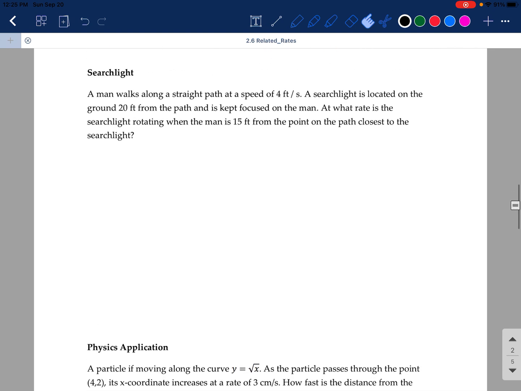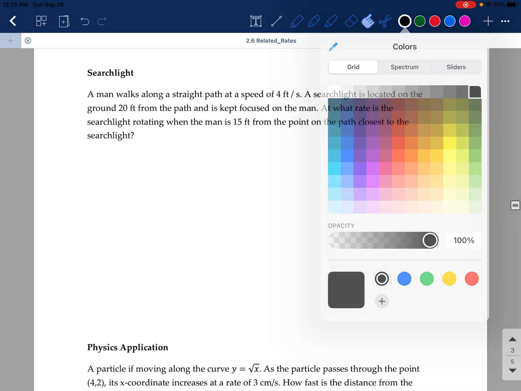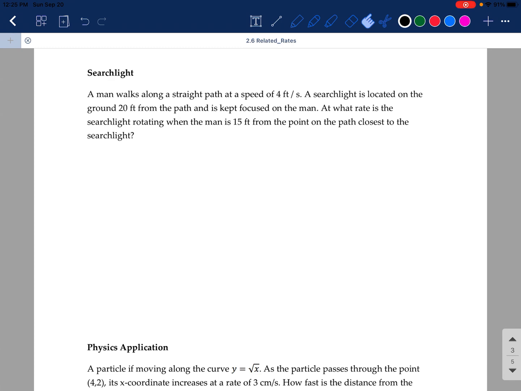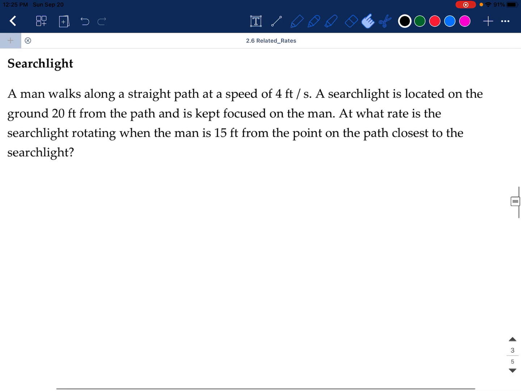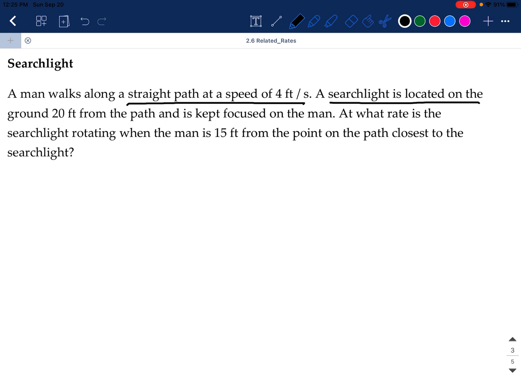All right, so we'll move on to the spotlight problem, or searchlight problem. A man walks along a straight path at a speed of 4 feet per second. There's a searchlight located on the ground 20 feet from the path, and it is kept focused on the man. At what rate is the searchlight rotating when the man is 15 feet from the point on the path closest to the searchlight? This is an example where reading the context and building the diagram is going to be the challenge of the question.